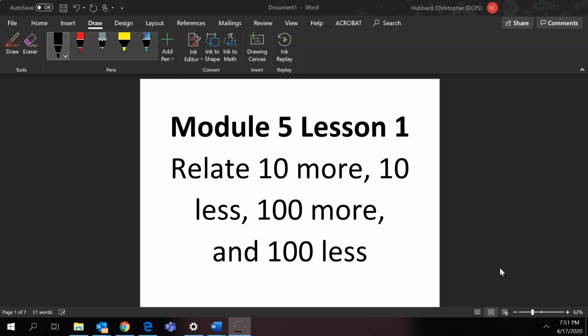We're doing Module 5, Lesson 1 of Eureka. Today we're going to be learning how to relate 10 more, 10 less, 100 more, and 100 less.